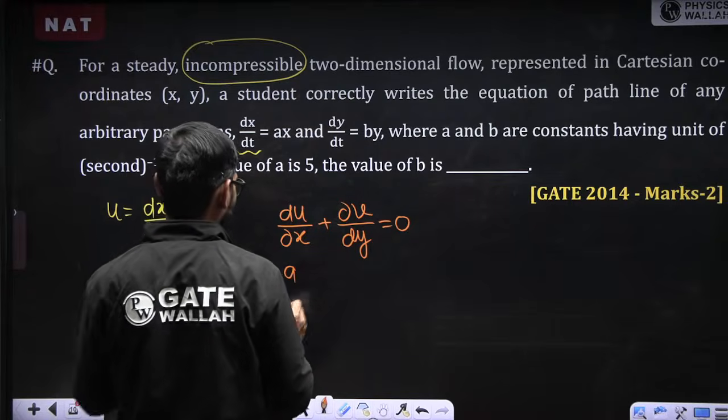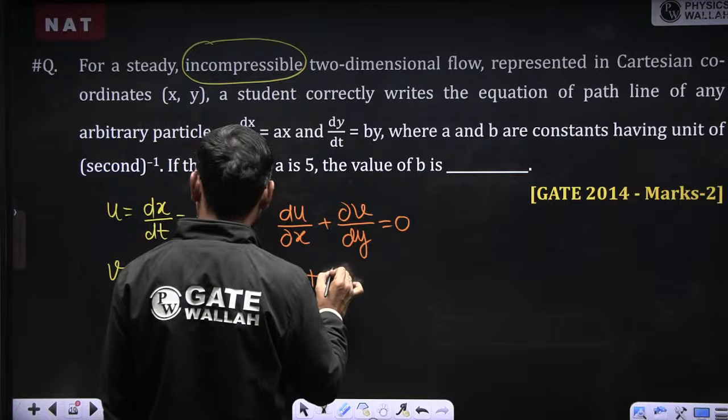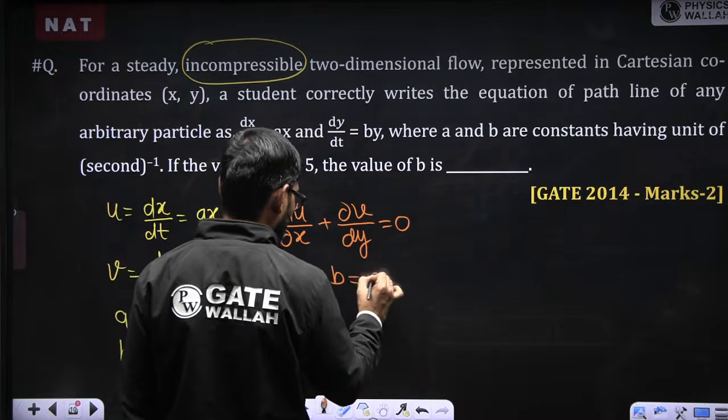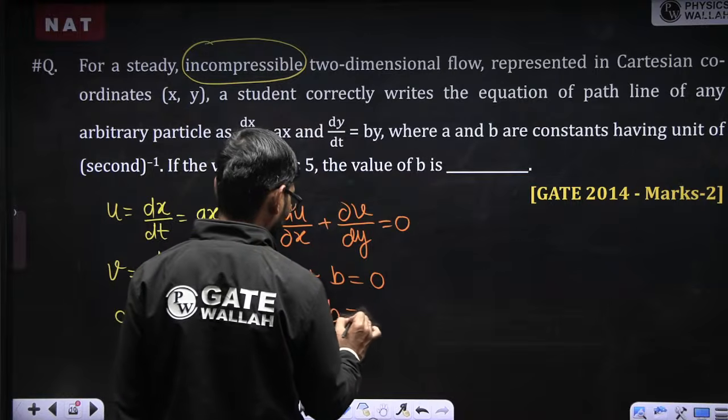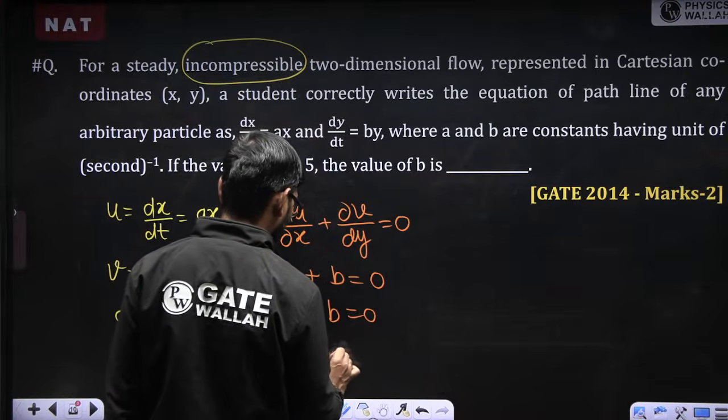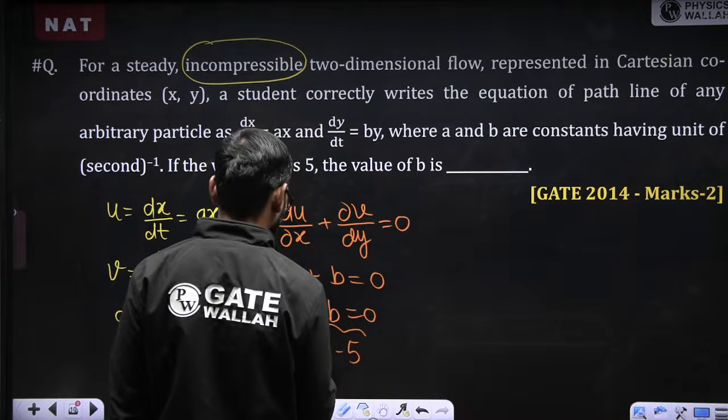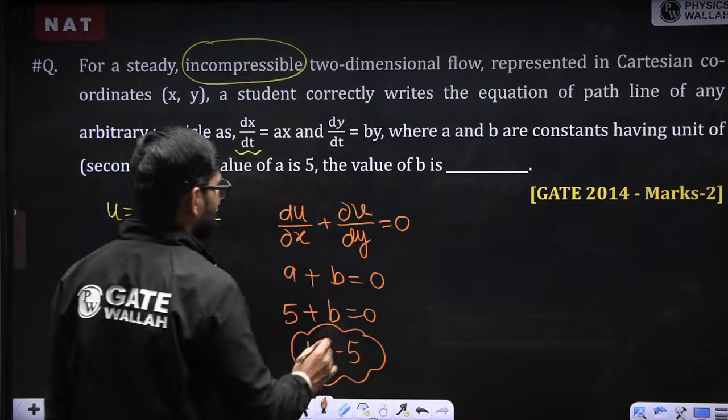∂u/∂x value will come a, plus ∂v/∂y value will come b, that is equal to 0. So a value is given as 5, plus b is equal to 0. So b value will come -5. So -5 is the correct answer.